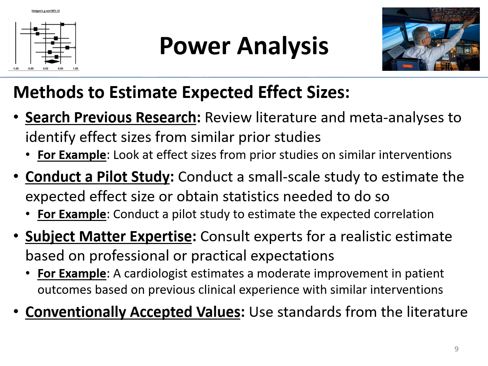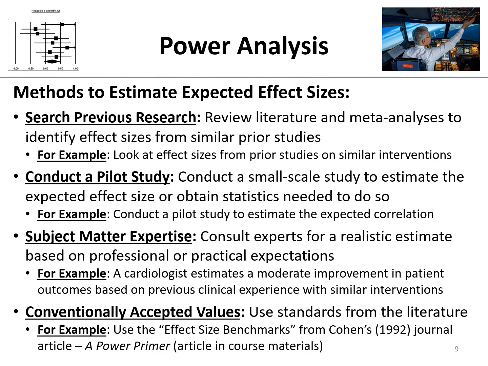The final choice, and the one we're going to talk the most about today, is to use conventionally accepted values as your estimate of the expected effect size that you'll see. So find standards in the literature. One of those standards, for example, is to use the effect size benchmarks from Cohen's 1992 journal article called A Power Primer, and that is in the course materials.